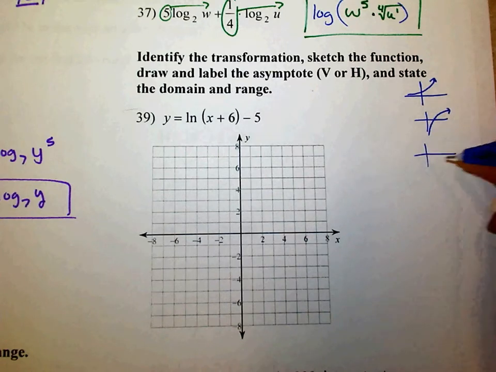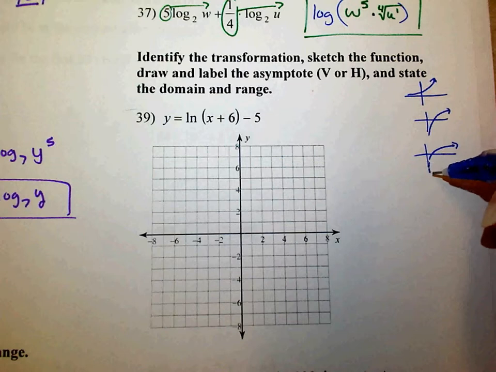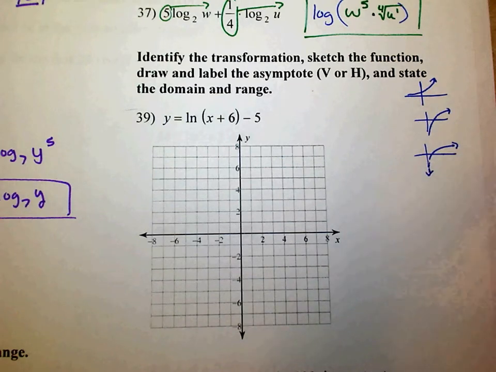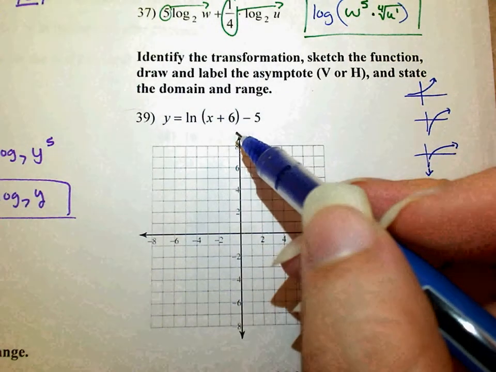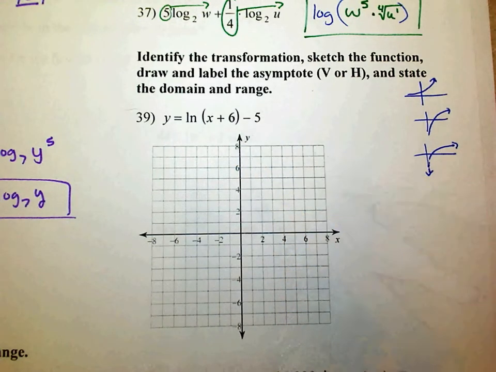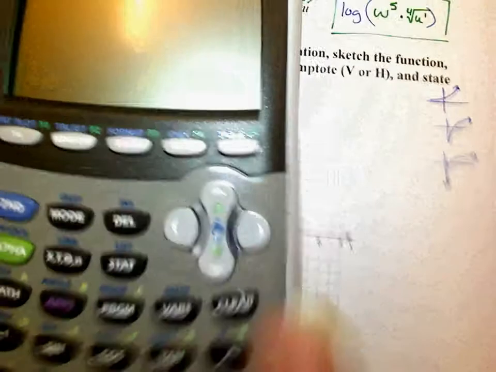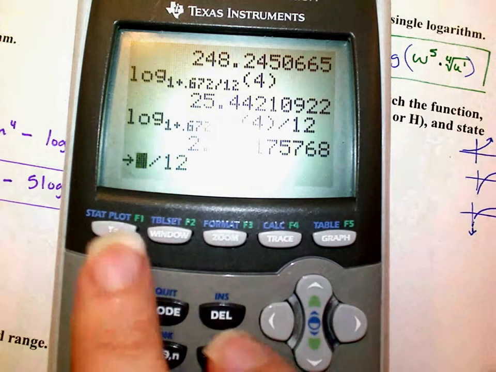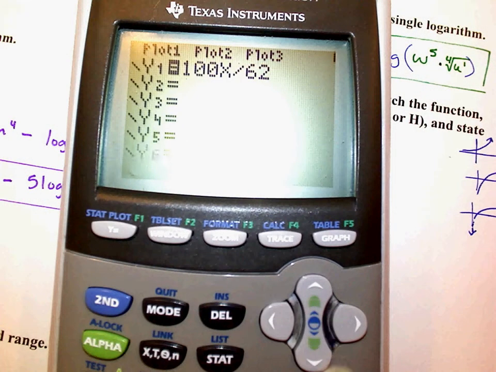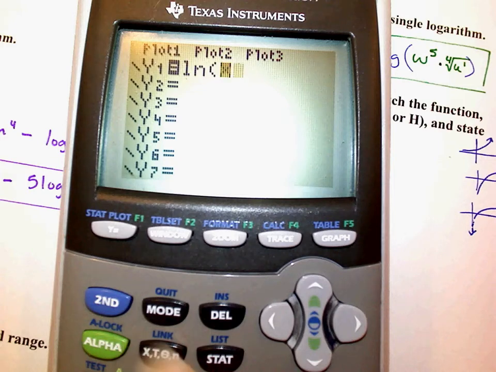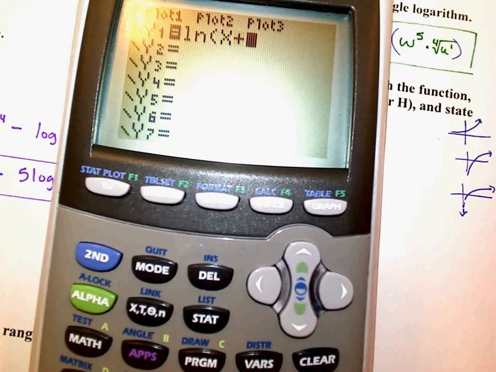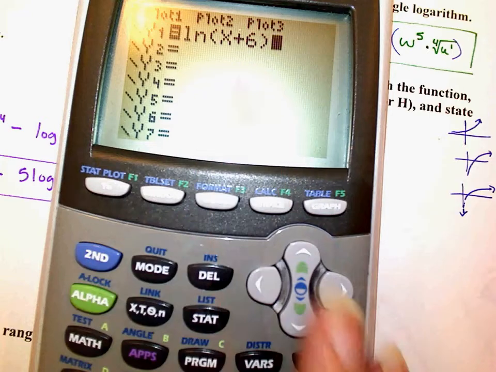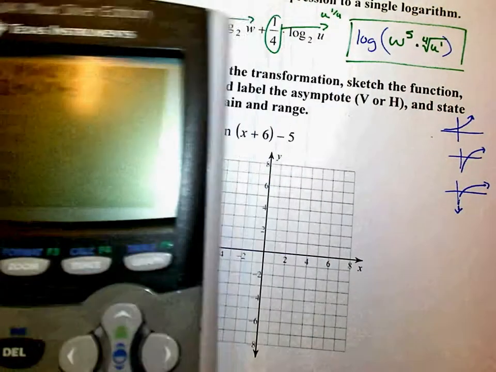Now, when you graph it in a calculator, you might only see this, but you have to remember that it actually does have that part going down towards the vertical asymptote, okay? So when you type in ln of x plus 6 and then minus 5 into your calculator, we go to y equals, type in ln of x plus 6. And don't forget to close parentheses on these because ln does not automatically close it for you.